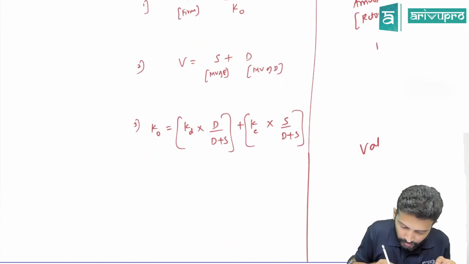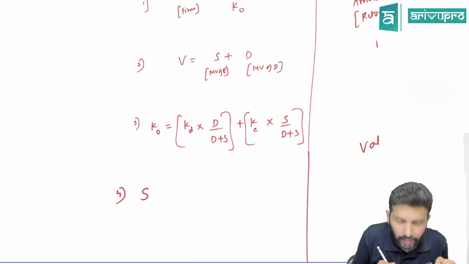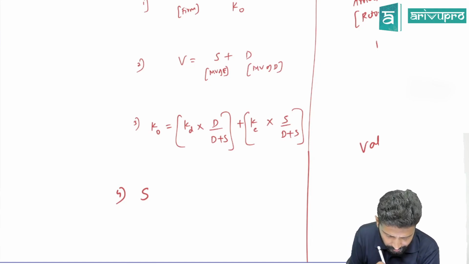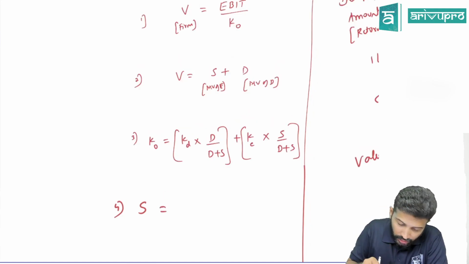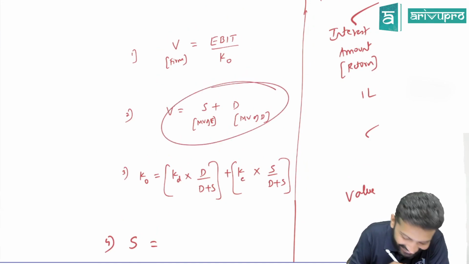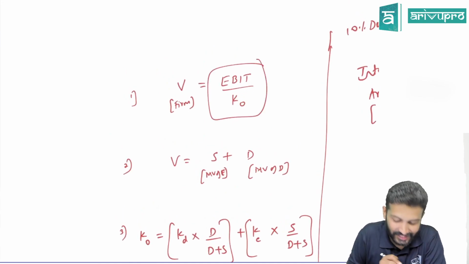One minute. Can you also find out the value of equity? Market value of equity is denoted by what symbol? S. Can you find out the market value of equity? Not using this one, forget this. That's fine, I'm not talking from this approach. I'm talking from this approach.